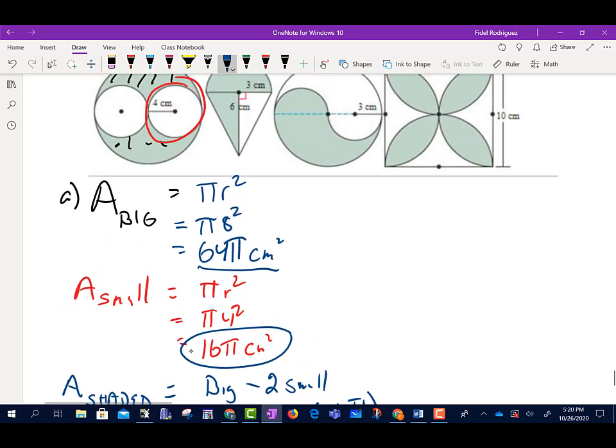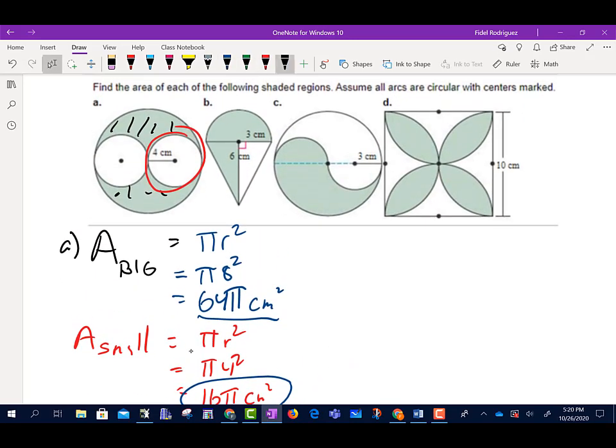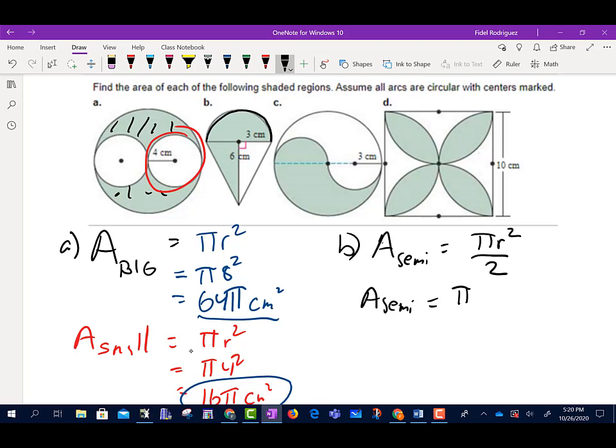Now, let's see if we can do part B. Let's see if we can find the area of this semicircle. If the area of a circle is pi r squared, the area of a semicircle would be pi r squared over 2, because it's going to be half of it. So the area of the semicircle is going to be pi, and r in this case is 3, so we're going to have 3 squared over 2. So this is going to be 9 pi over 2 centimeters squared.